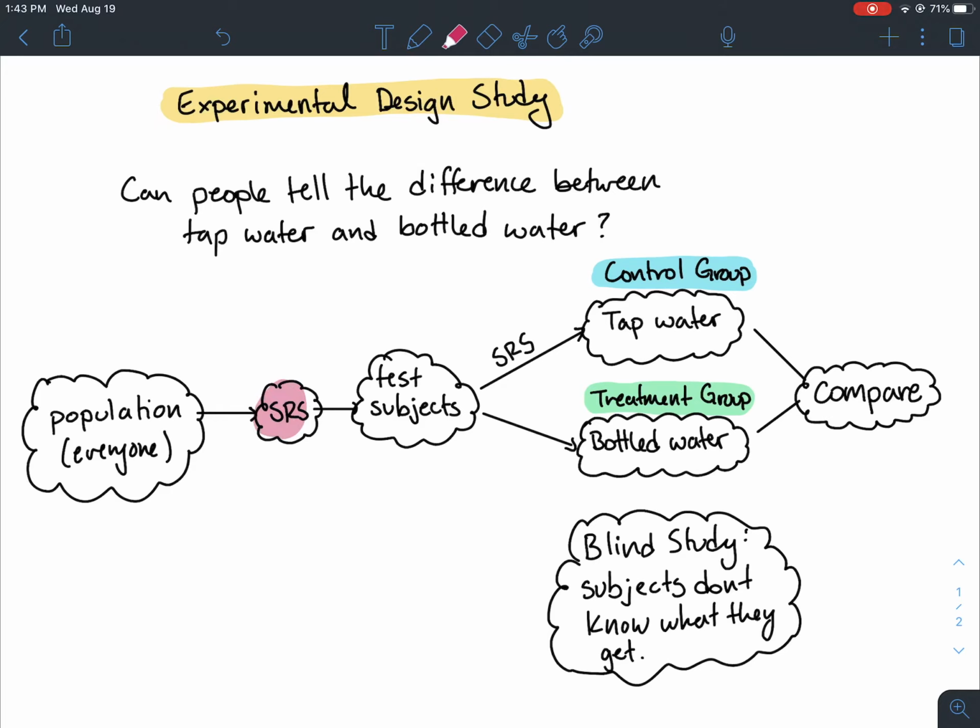The second big thing is we must use the SRS to choose the groups. So when we take our population, we take a random sample for our test subjects. Then we take another SRS to split them up into groups, because we don't want people to know where they're going, and we don't want to just pick people that we think would be good for this. We want it to be totally randomized so there's no bias.